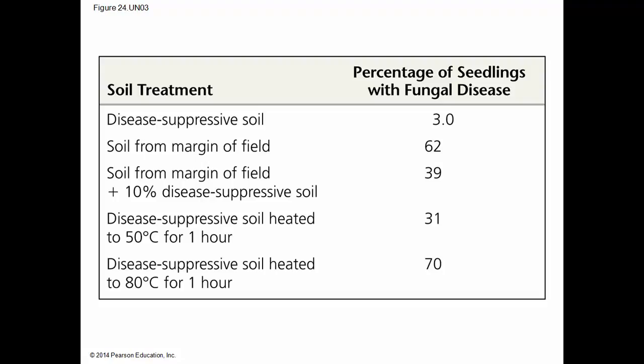Okay, here is where they took different amounts of bacteria in different soil conditions. This is the original disease-suppressive soil, which had a lot of beneficial bacteria in it. Only 3% of the seedlings of these sugar beets were stricken with fungal disease. When they killed all the bacteria by treating it with heat, over 70% of those seedlings were killed by fungal disease. Okay, this is on the Scientific Skills Exercise, making a bar graph and interpreting data. This is on page 477.